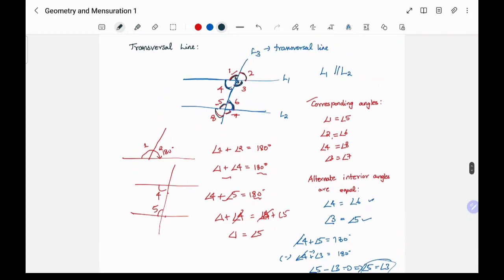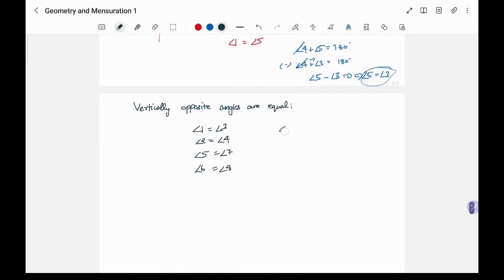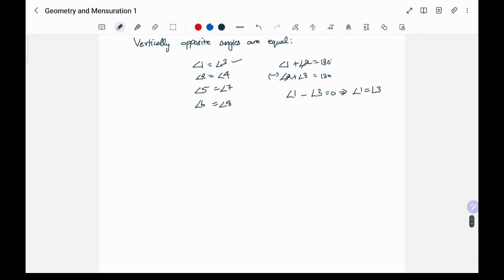So how do we prove this? If you see, angle 1 plus angle 2 is 180 degree, angle 2 plus angle 3 is 180 degree. So if you subtract, 2 will get cancelled. Angle 1 minus angle 3 is 0, which implies angle 1 equal to angle 3. Similarly, you can prove for other things.